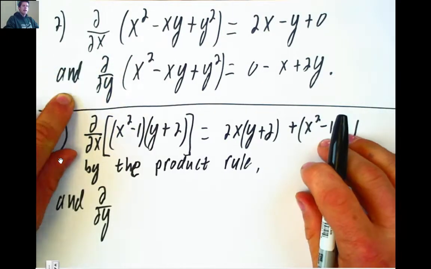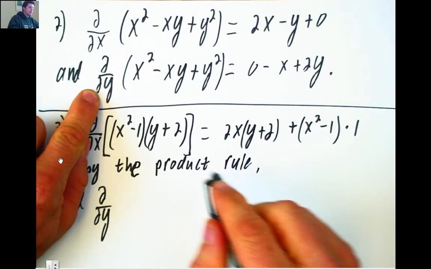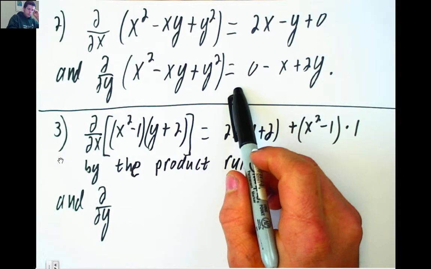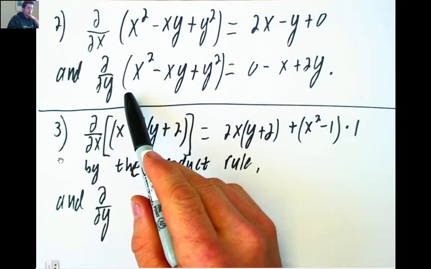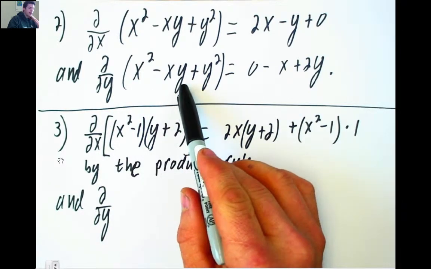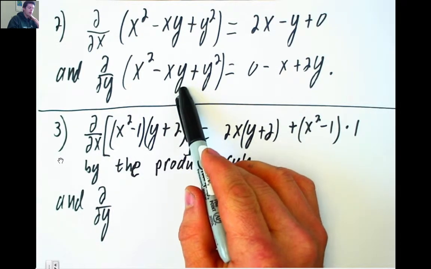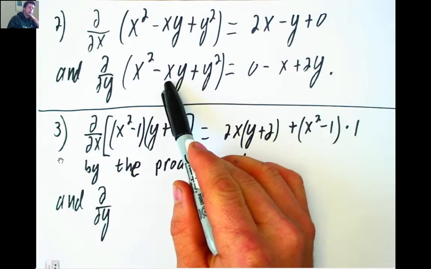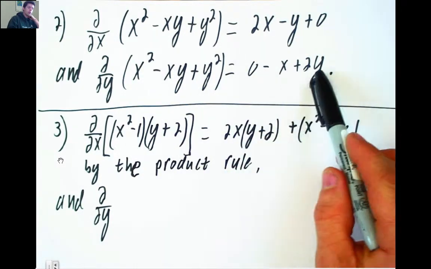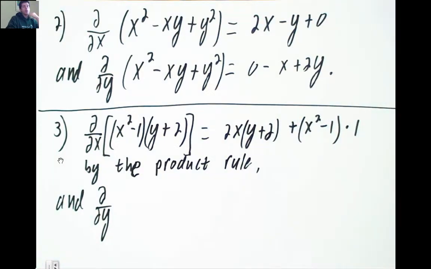Okay, and the derivative with respect to y of the same function is, well, this time the derivative with respect to y of x squared is 0. The derivative with respect to y of x times y, you kill off the y, right? The derivative of y is 1, and you keep the x, which was the constant. Plus the derivative with respect to y of y squared is 2y. So here I have used the distributive property of the derivative.